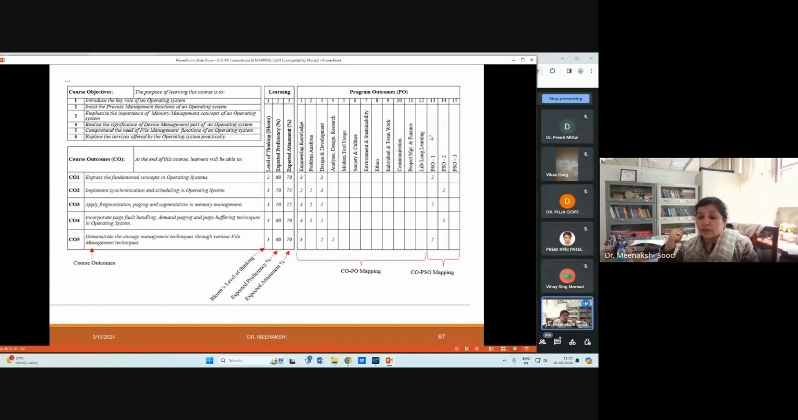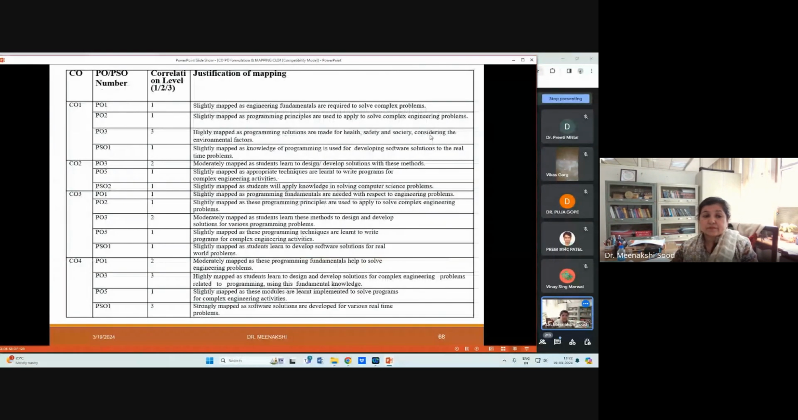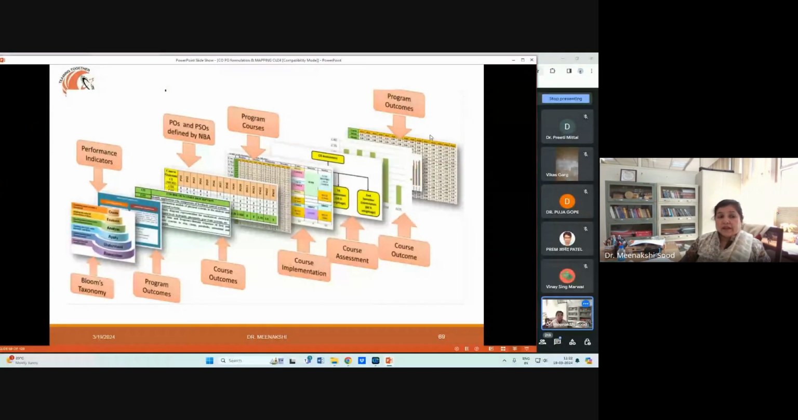So it is up to the teacher or the department what criteria they are employing to define this expected proficiency and expected attainment. There has to be proper justification for it. Is this clear? Right? So this is the crux of the story.